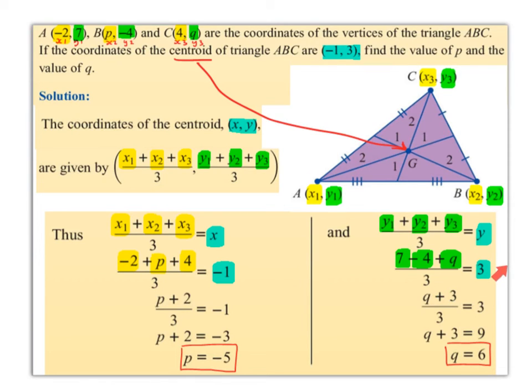And that's equal to 3 because we were told in the question that the y value of our centroid is 3. Then we simplify. 7 minus 4 is 3. So q plus 3 over 3 equals 3. Then multiply across by 3 to get rid of the fraction. So we have q plus 3 is equal to 9. And solving for q, q is equal to 6. So now we found the value of q. So the value of p is minus 5. The value of q is 6.